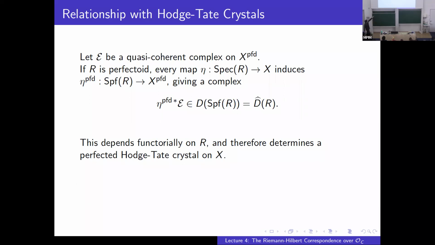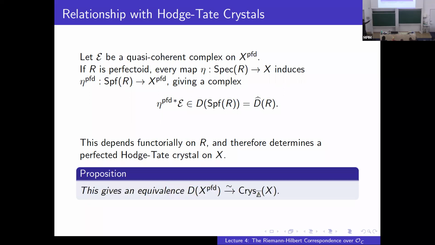And the claim is that this construction is reversible. That is, this category of perfected Hodge-Tate crystals can be viewed as the category of quasi-coherent sheaves on this X puft. So we have a spectral decomposition of this category of crystals, and understanding it is, in some sense, the problem of understanding what X puft looks like.